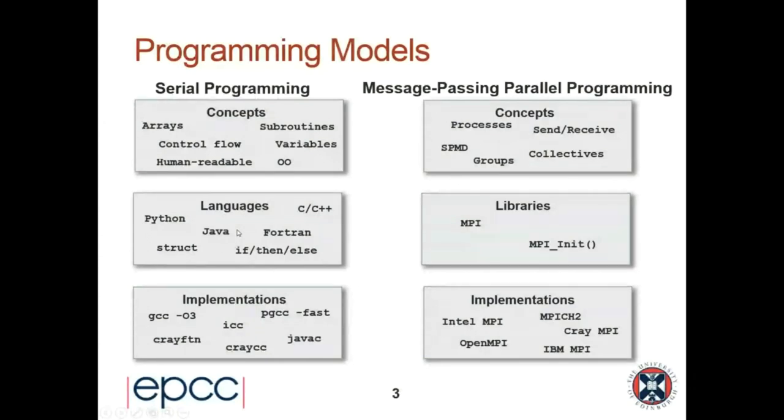I might then say, okay, we've learned about these things such as arrays and control flow. I'm going to pick a particular language. How do you do them in Python? How do you do them in Java? How do you do them in C++? How do we do them in Fortran? We might use struct and if then else. So that would be the actual languages.